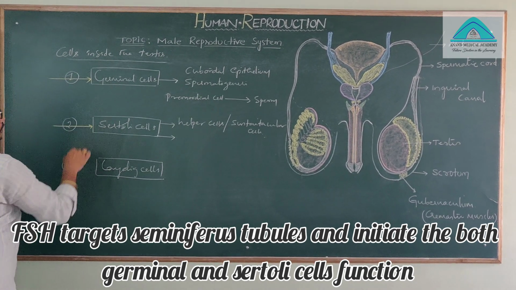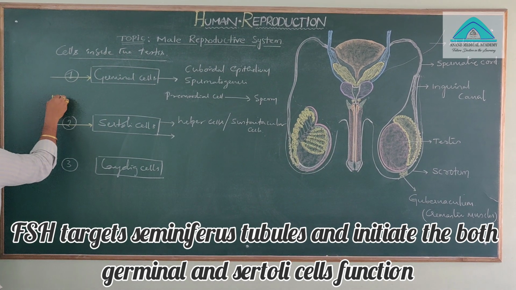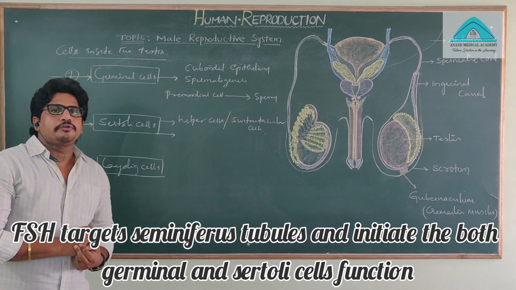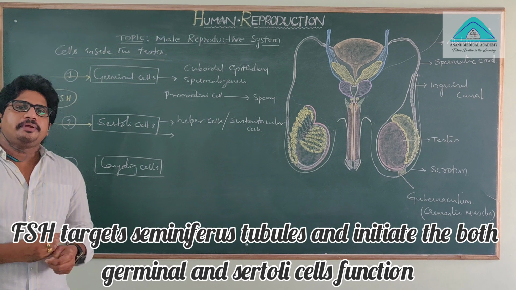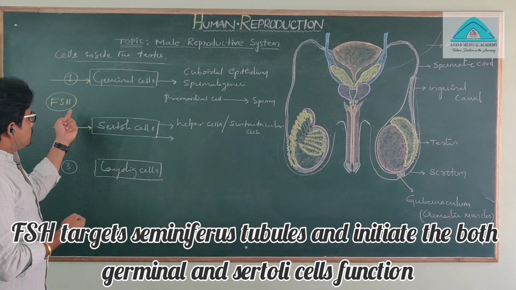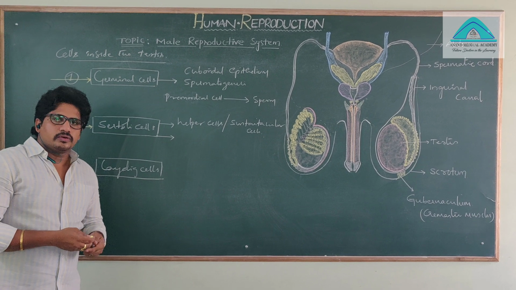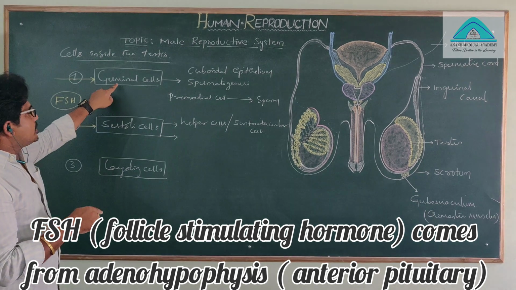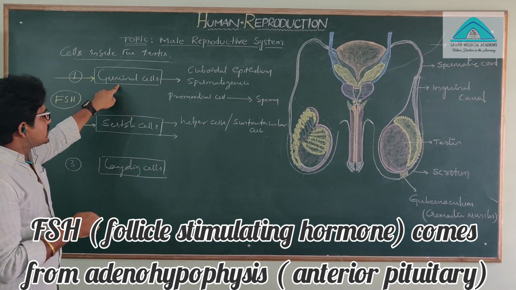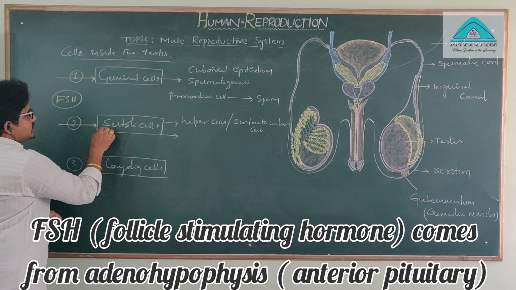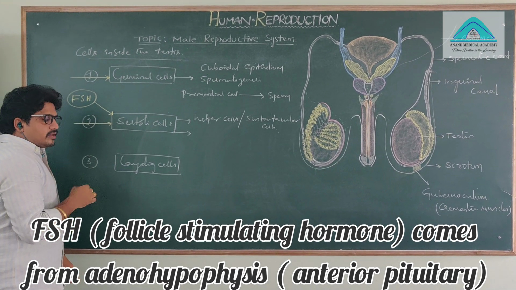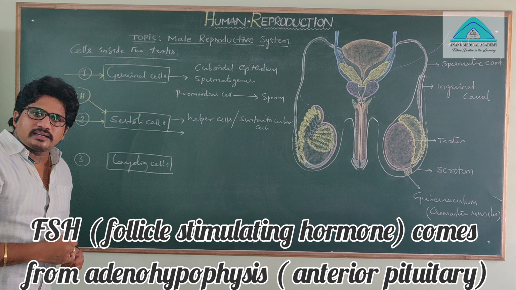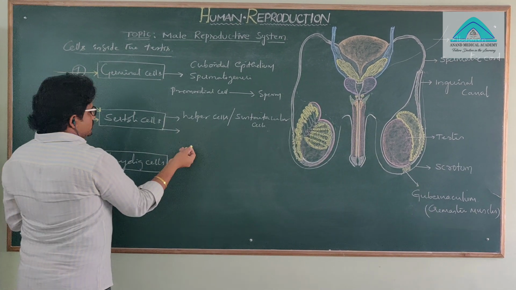Germinal epithelial cells and Sertoli cells are both influenced by follicle stimulating hormone, FSH. Where does it come from? From the pituitary region, the adenohypophysis, the anterior pituitary. From the anterior pituitary, follicle stimulating hormone comes into the testis through blood. It targets the seminiferous tubules, and inside the seminiferous tubules there are two types of cells: germinal cells as well as Sertoli cells. Sertoli cells are influenced by follicle stimulating hormone, and they promote spermatogenesis indirectly by providing some hormones and some functions also.